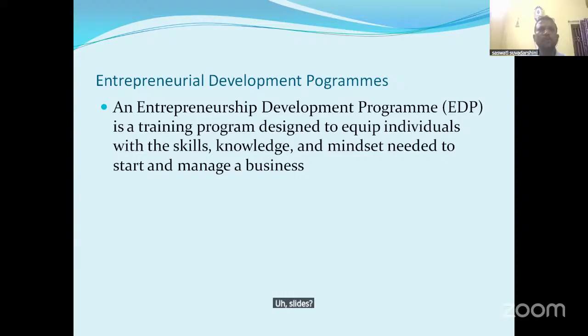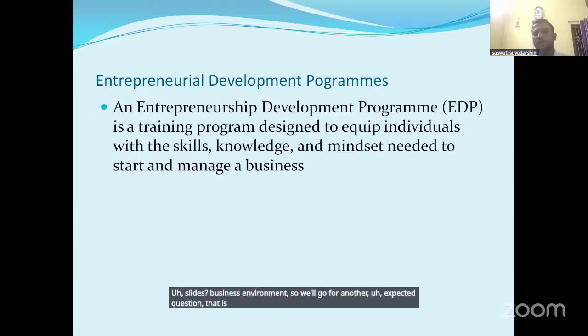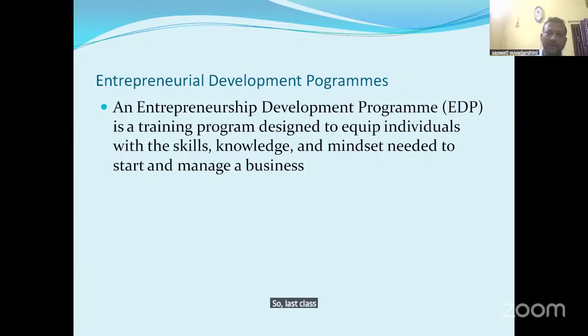Business environment. So we'll go for another expected question, that is the entrepreneurial development program. Last class I told you about the different schemes implemented by the government to strengthen entrepreneurship. Yesterday I saw two exhibitions going on in Bhubaneswar. One is at the exhibition ground, Unit 3, the other one is near Jaydev Vihar.